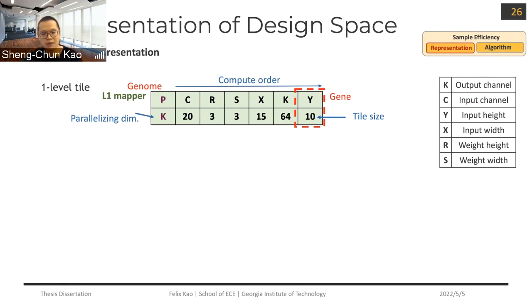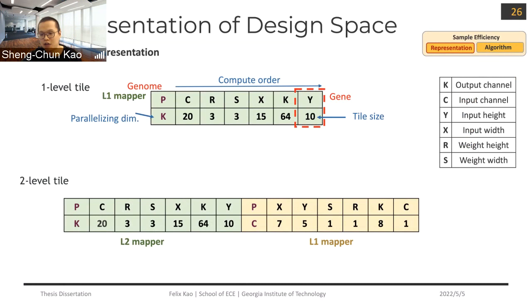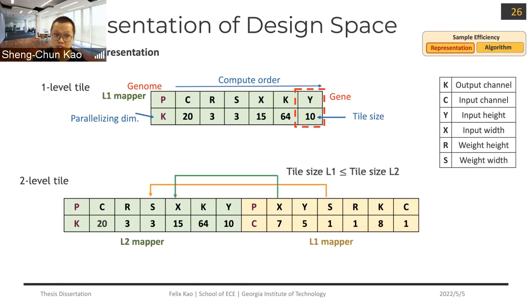We also mentioned there are multiple tiling levels, so we handle this by concatenating two mappers. We have an L2 mapper and an L1 mapper here, and each mapper has its own tile size, its own order, and its own parallelism dimension. There are some constraints, like the L1 tile size is smaller than the L2 tile size. So this is a representation of Gamma.